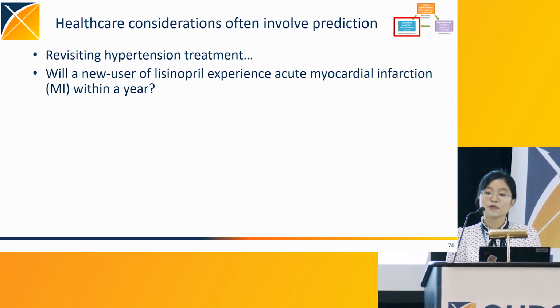So let's go back and revisit hypertension yet again. Let me use the example of lisinopril, since it seems to be the most predominant monotherapy option. Let's think about what will happen to a new user of lisinopril within 1 year of treatment initiation, and try to predict if this new user will have acute myocardial infarction within 1 year.